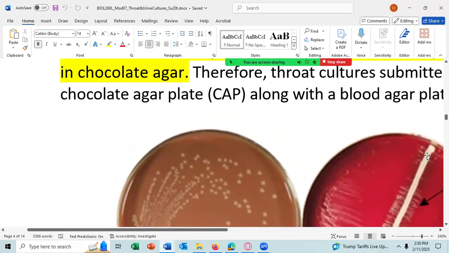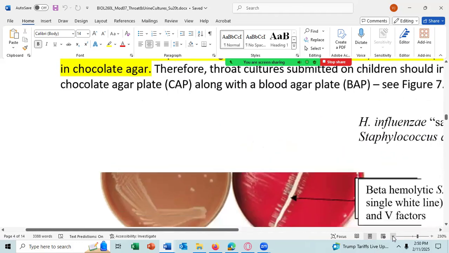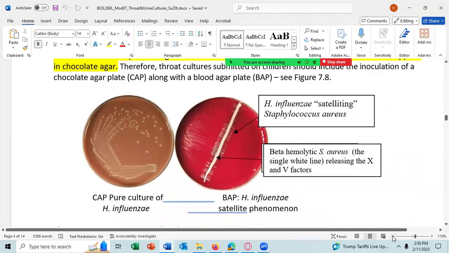You can see the streak of Staphylococcus aureus right there. This white area around it is actually beta hemolysis that is lysing the blood, which will release the additives from the blood that are required by Haemophilus influenzae to grow. And that's why Haemophilus influenzae is only growing near the streak of Staphylococcus aureus. Any question about any of that?